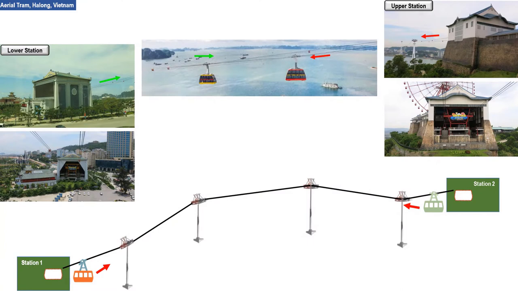This is a sample aerial tram crossing a wide open sea channel in Halong Bay, Vietnam. In an aerial tram, the two cabins start simultaneously from their respective stations. Thus, the two cabins meet at midpoint as shown here. In this photo, the stations are made to look like ancient Vietnamese palace-like buildings.